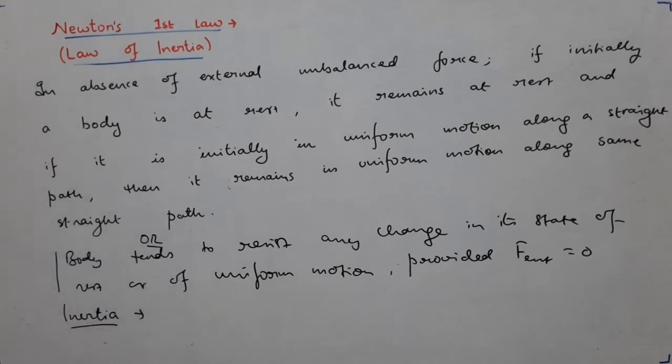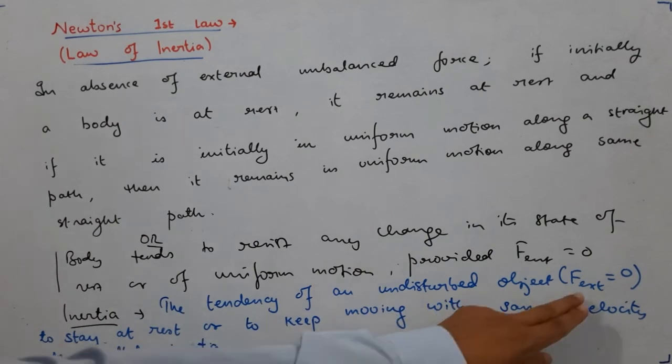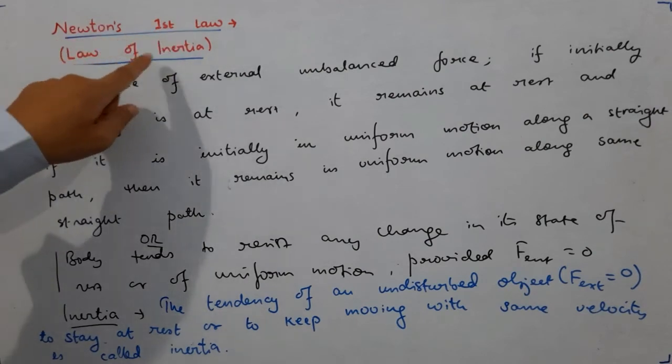That is called inertia. So the definition for inertia, for your reference, I have written, and this is the language of your NCERT textbook, students. The tendency of an undisturbed object. Undisturbed object means such an object on which the external forces are accumulating to 0. That means balanced forces are acting on it. So the tendency of an undisturbed object to stay at rest or to keep moving with same velocity is called inertia. And because of this reason, Newton's first law of motion is called the law of inertia.